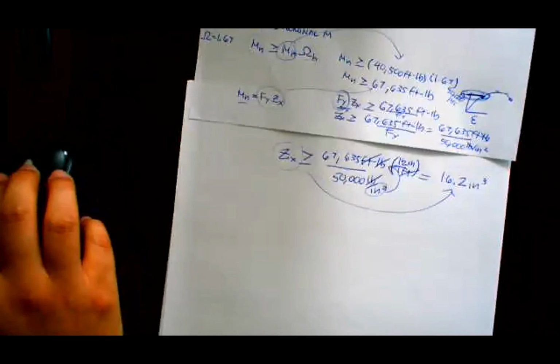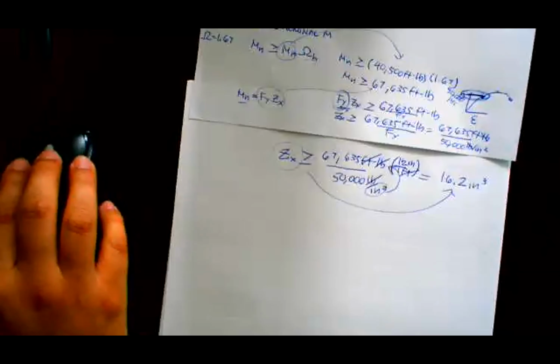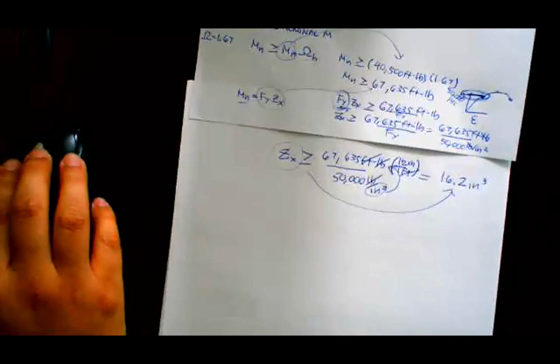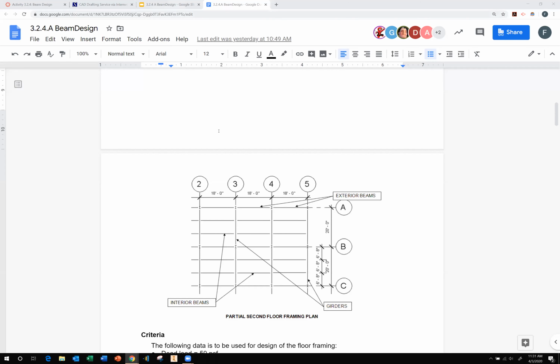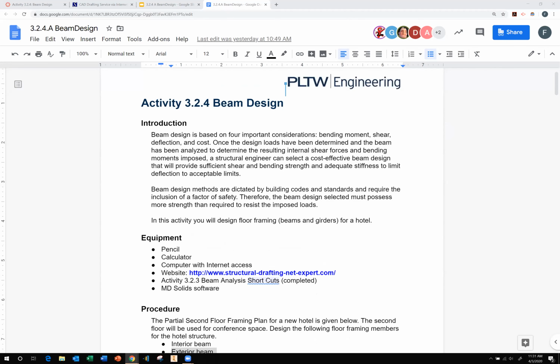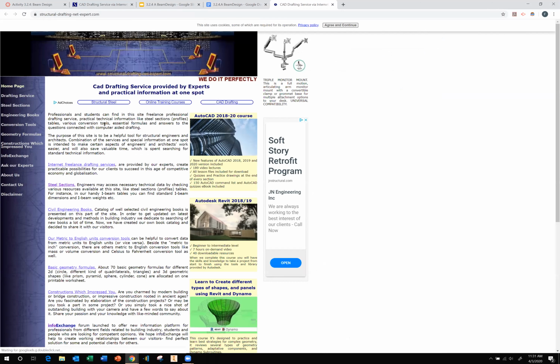So what I'm going to do is share my screen again. All right. If I click on this link, it takes me to this website. From this website, I'm gonna go ahead and select steel sections. It's the second link down, steel sections.